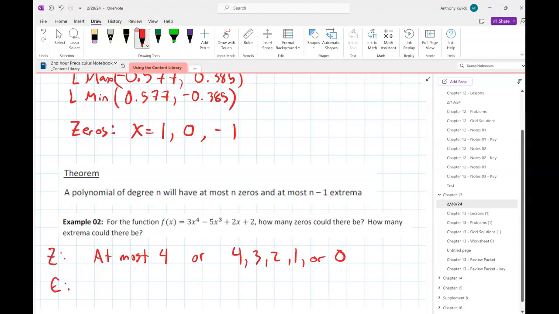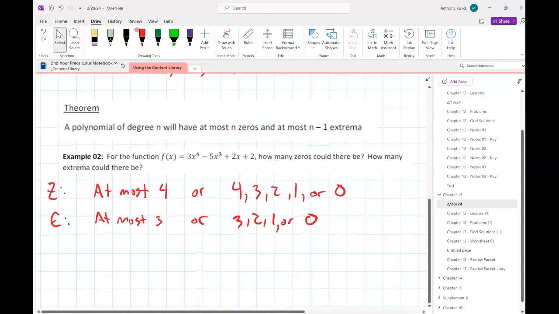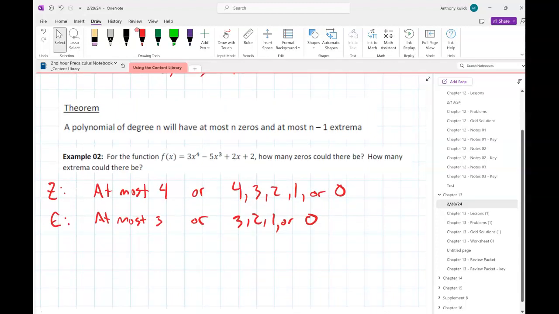How about extrema? At most 3, or you could write it as, like, y equals x has no extrema on it, right? So it can have 0. That's okay. Does everybody feel okay with using this theorem? Super easy to use, right? Doesn't tell you a whole heap, but it's super easy to use.